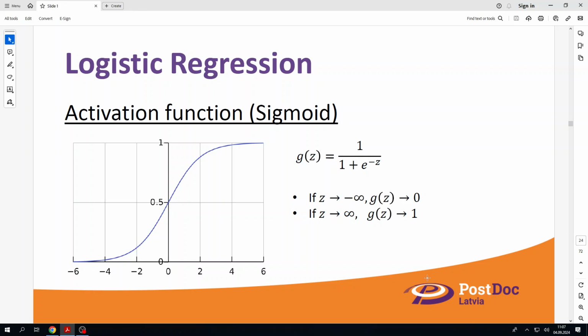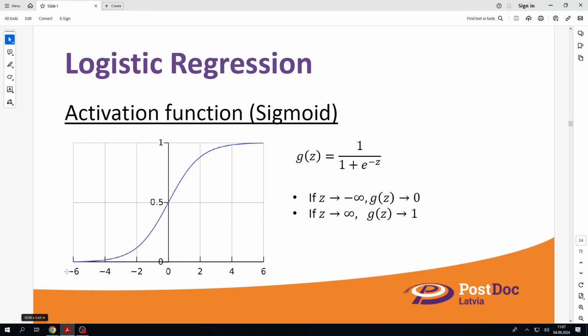So here we add something called an activation function. In this particular case, we add an activation function called a sigmoid, or logistic function, and hence the name logistic regression. So what is this function doing? It takes your number, in this particular case z, and converts it into the range from 0 to 1.